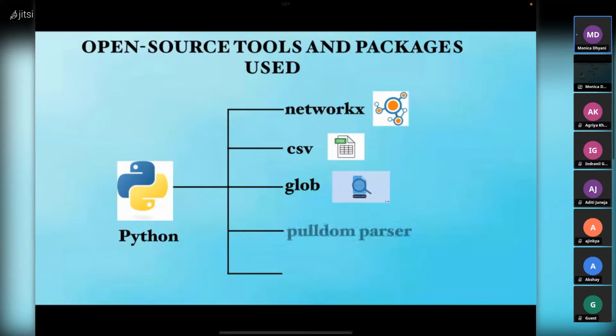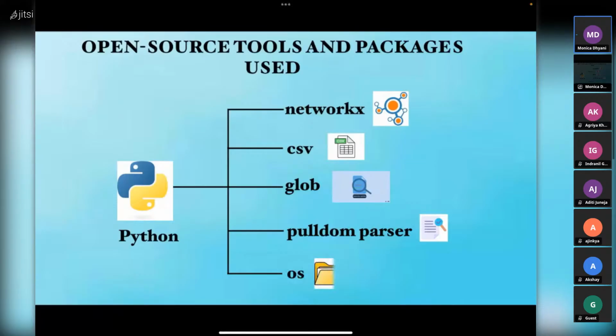Then pulldom parse: I had a very large XML file, almost 104 GB. So it had to be handled properly and without overloading the memory. So I used pulldom parse. It extracted all the information required in my work only, without overloading the memory.